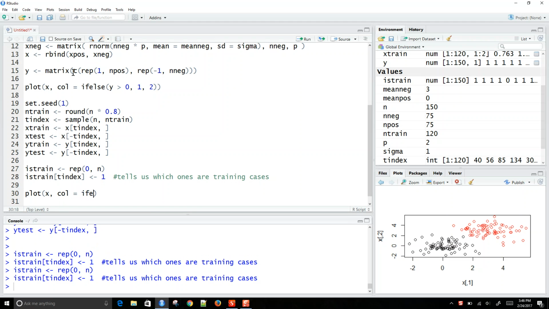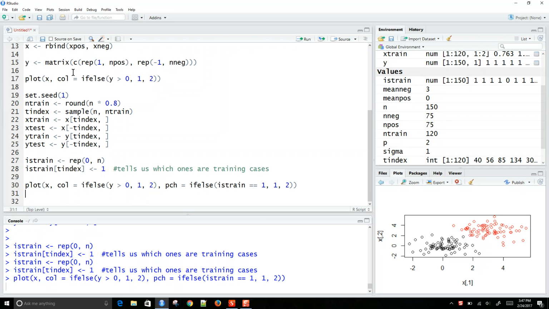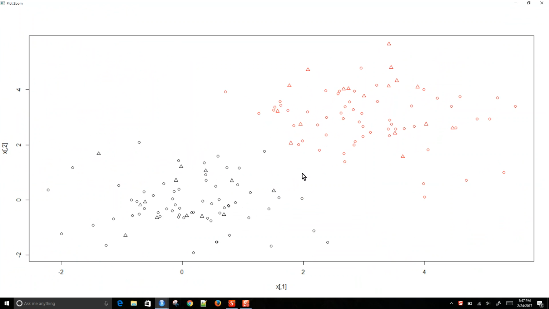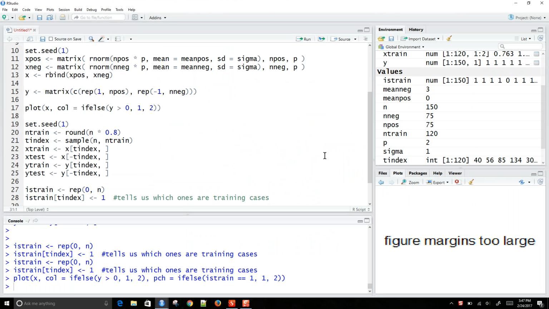All right, and then I'll just plot this. Our colors will be if else: if y is greater than 0, then we'll use 1, black versus red. And then as far as the plotting character, we'll do if else is train. If it's a training one, we'll use plotting character 1. Otherwise, we'll use plotting character 2. Okay? So you can kind of see, I don't know if you can see. Okay. So the training ones are the circles, and if they're the test cases, then they're triangles. Okay, so that's all we've done so far.